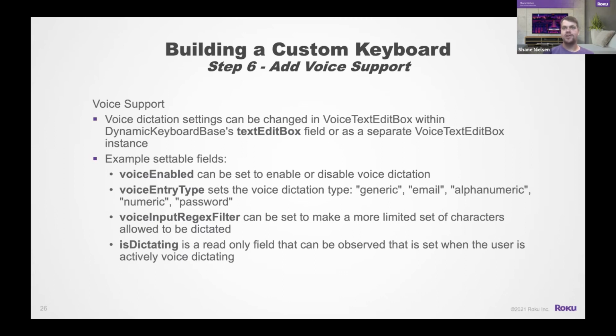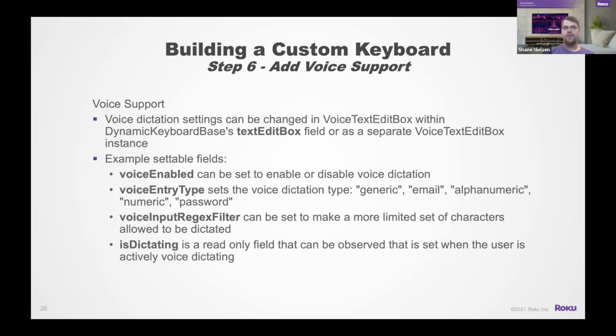Generic would be full word input. Email would be letter by letter input, with the ability also to complete different email domains. Like you can say ABC, and then just finish it off with @gmail.com. Alphanumeric is a more generic letter by letter interface that allows inputting both numbers and letters. And numeric is for just numbers, for a PIN pad keyboard, for example. And password is a special dictation type for entering passwords, and that supports unique characters and uppercase and lowercase letters.